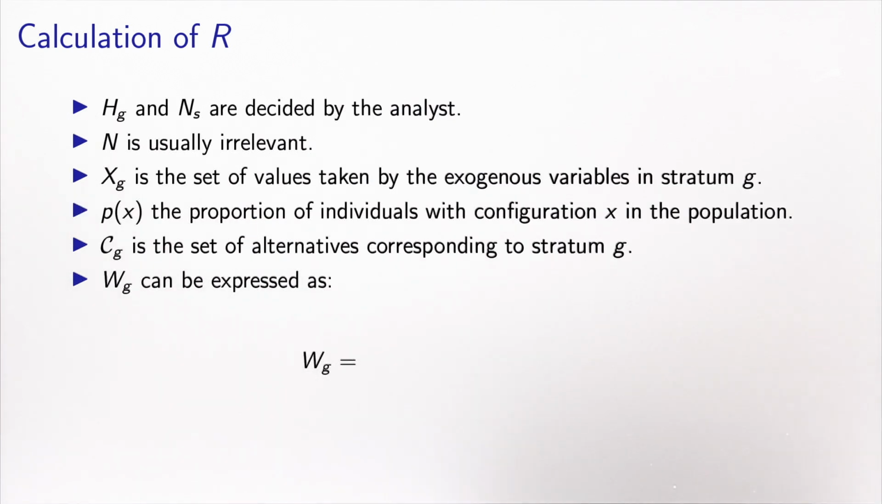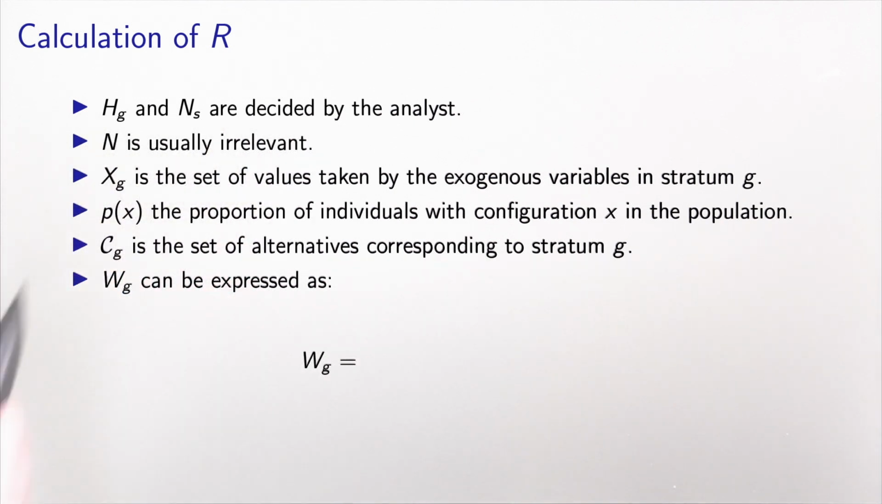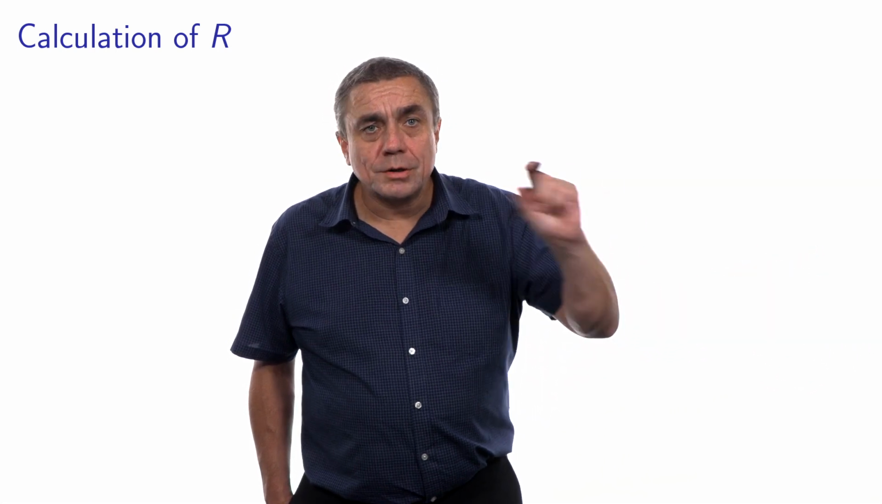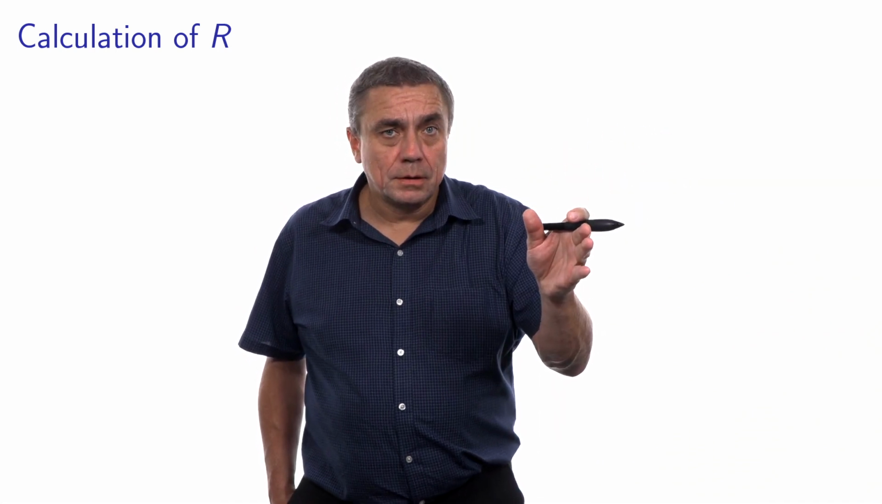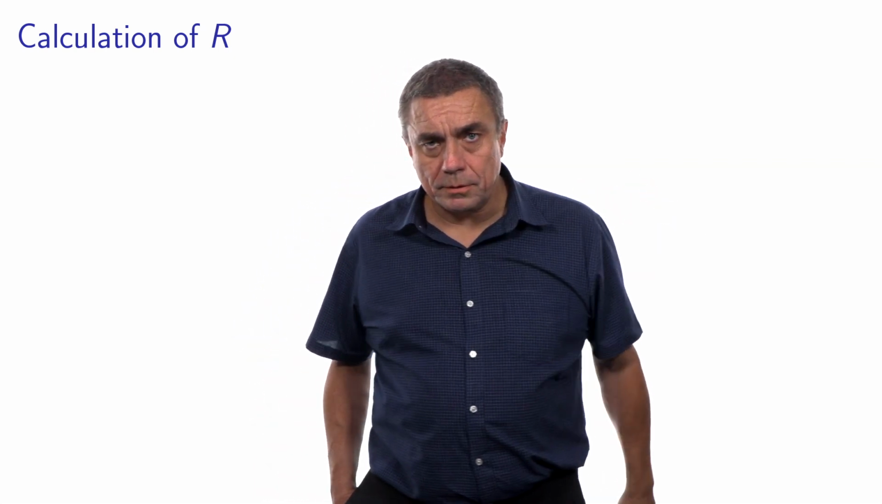So what are the implications? As I said, HG and NS are decided by the analyst. Usually the size of the population is irrelevant because we are interested in shares, market shares, and not in the absolute number. I will denote by capital XG the set of values taken by the exogenous variables in stratum G. So for example, in the example that we covered before, the second group was for travel time between 15 and 30 minutes. So that's what XG would be here, the interval between 15 and 30 minutes.